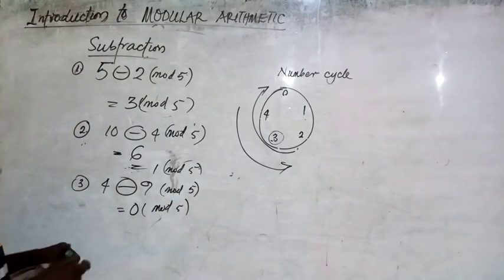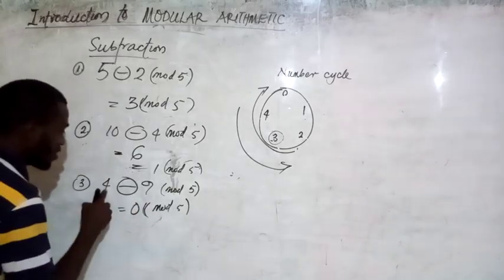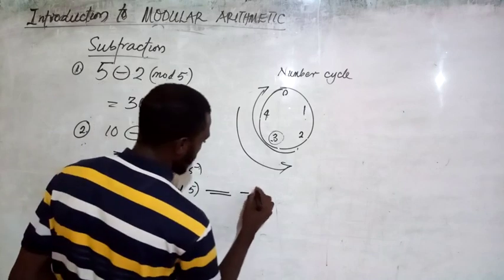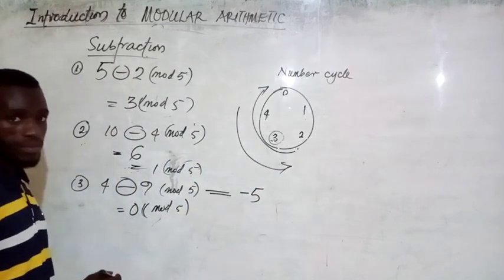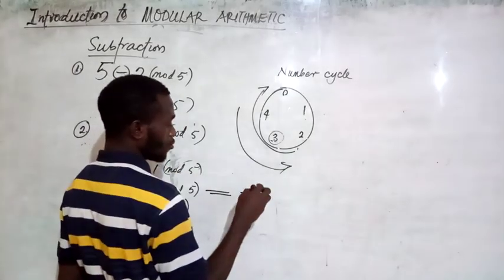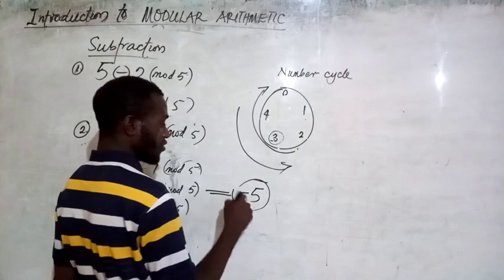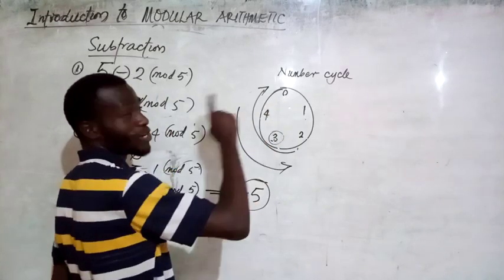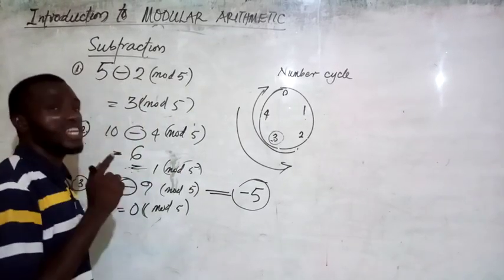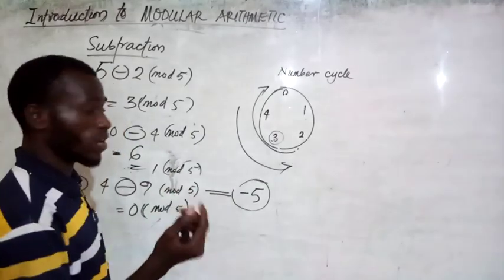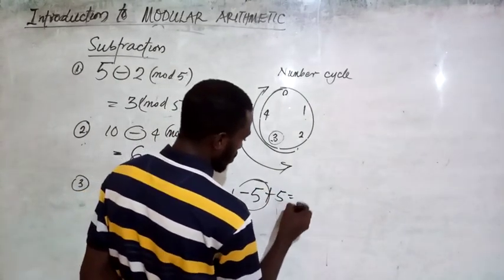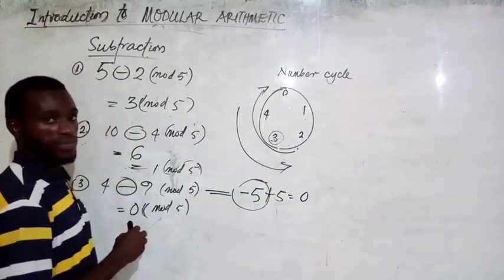Alright. Now the other way to do this is this. Ordinarily, if we had subtracted 9 from 4, we would get minus 5. Since this one is divisible by 5, you can simply pick 0 as your answer, because every number that is divisible by the modulus will give you a 0. But if it were not divisible, because it's negative, you simply add the modulo.